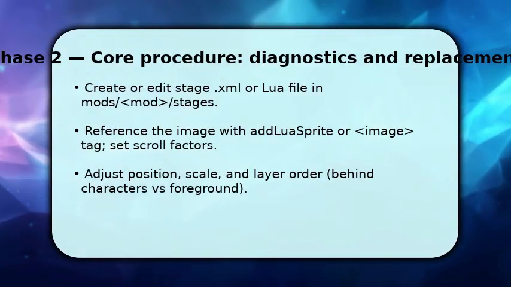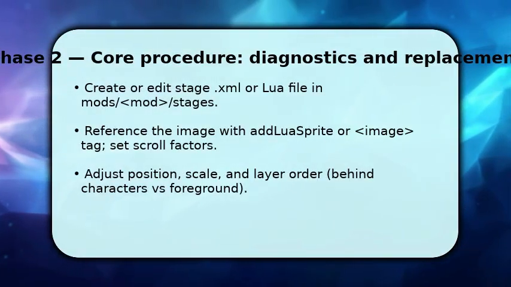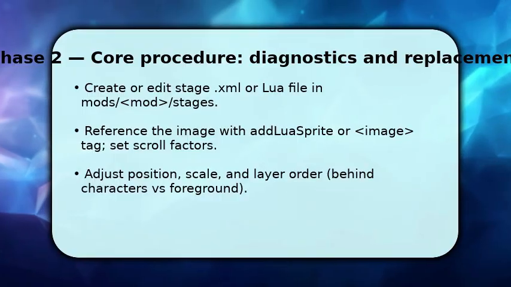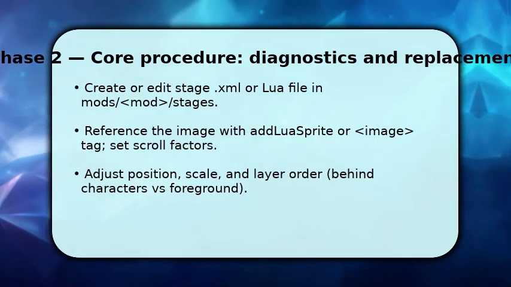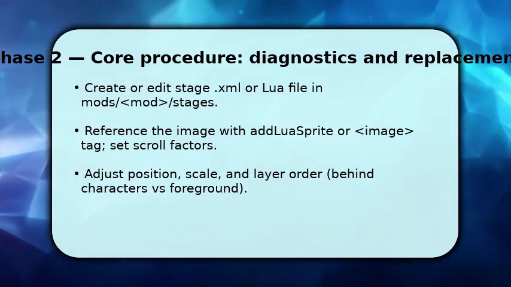Next, edit the stage file that controls the background. In Psych Engine, you can use a Lua script or an XML stage. You'll add the image via addLuaSprite, BG name, path/to/image, or an image element.